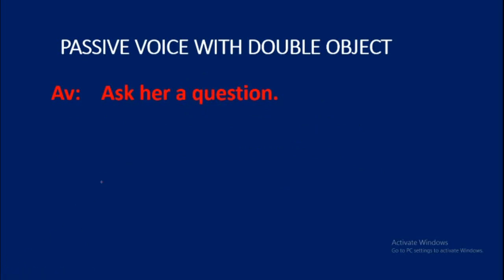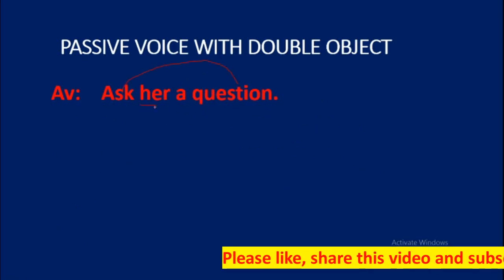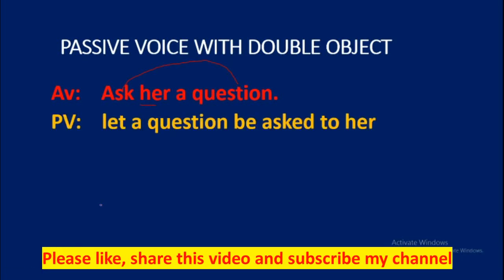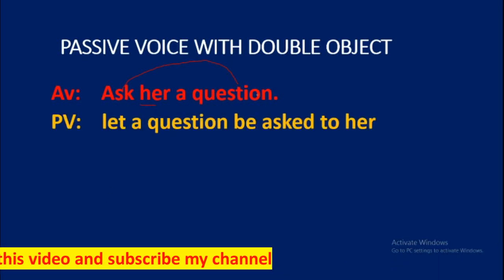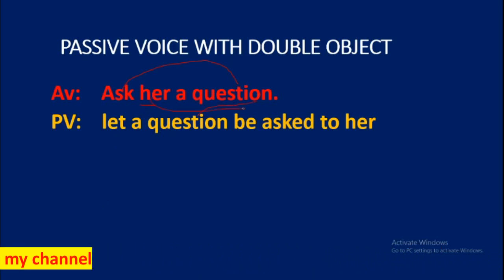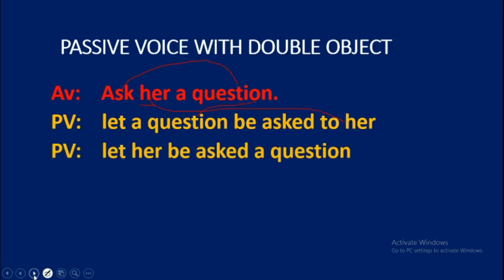Ask her a question. Imperative. It started with the main verb. What do you ask? Question. Direct object. To whom? Her. This is the indirect object. So when you change that in sentences, start with "let", placing the direct object first and the indirect object next. So: let her be asked a question. It starts with "let" since it is imperative, and you place the indirect object first here, and "be asked" is the passive form, and a question is the direct object.